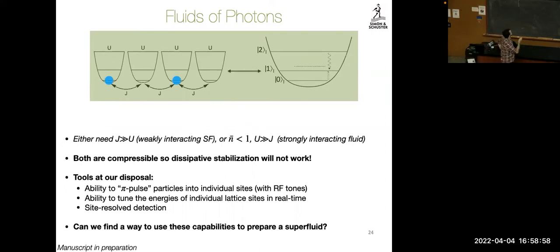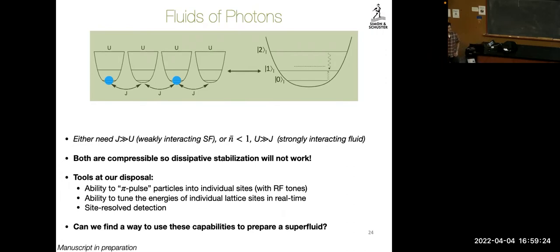Okay, this is clearly not the ground state. They can delocalize a little bit and become correlated in space. How would I make that object if I can't use this kind of dissipative stabilization to do it? Okay, so what tools do we have at our disposal? We can pi pulse the individual lattice sites, and we can tune the energies of the individual lattice sites. Is there some way that we can prepare this superfluid?